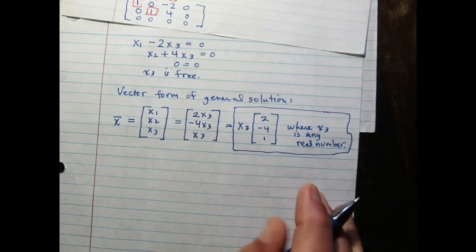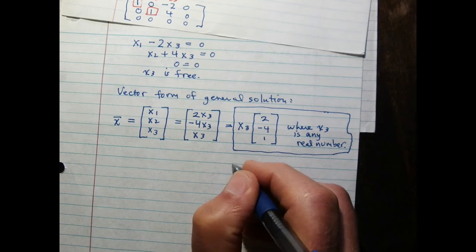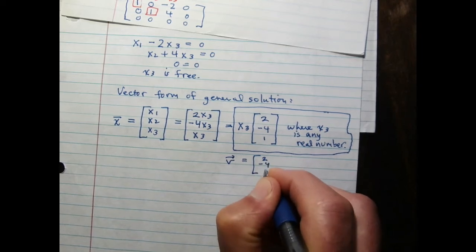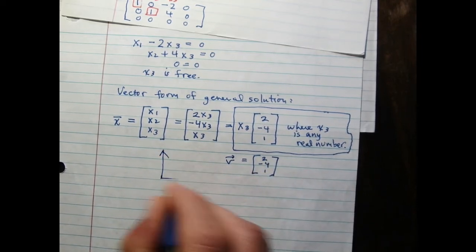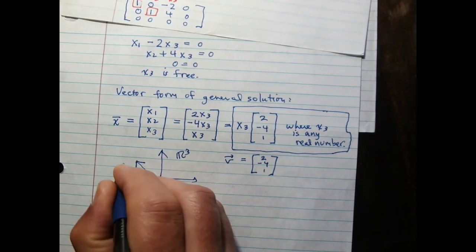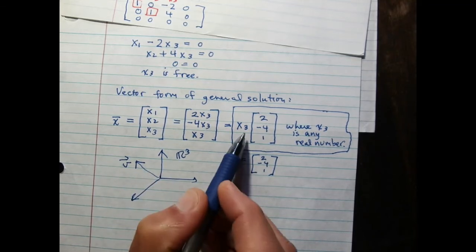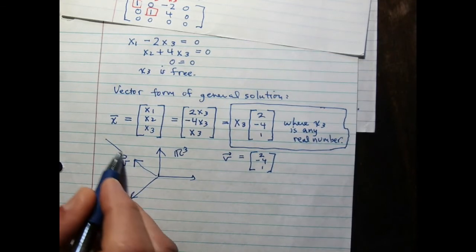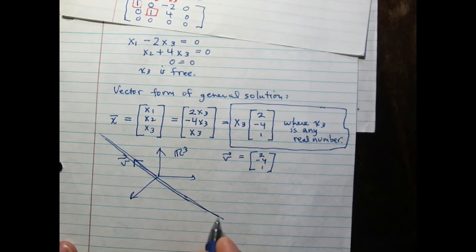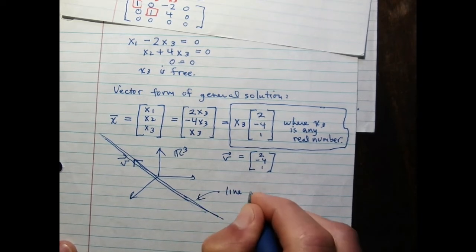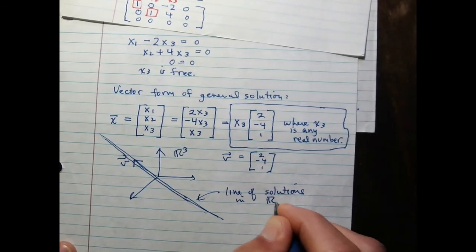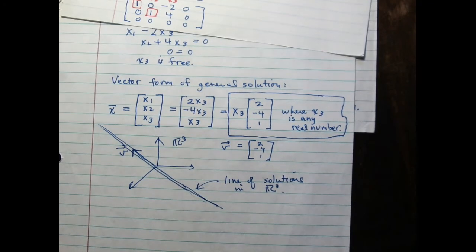In fact, the geometry of this is if we call v that vector 2, negative 4, 1, and imagine v sitting in R3, and I'm not drawing this real precisely, I'm just saying suppose v is in that position, then the set of all these solutions are all the scalar multiples of v. Do you see we have a line of solutions in R3. So we'll talk more about the geometry of this as we go further in the course.